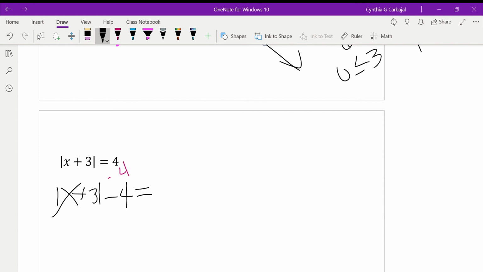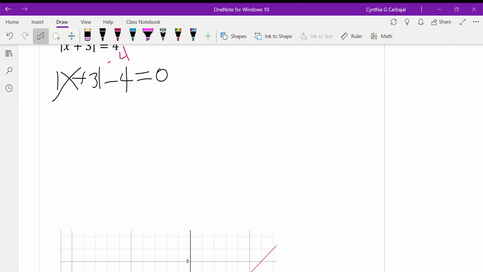And 4 minus 4 is 0. So I'm left with this. All the numbers are on the same side. So now I can graph it. And you see that it's going to be minus 4. So it's going to go down 4. And then there's a plus 3 inside. So that means it's going to move to the left 3. And then there's no a. So again, it's just a regular one. So it goes up 1 over 1. And then check it out.